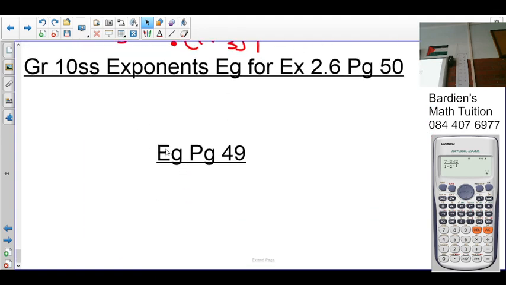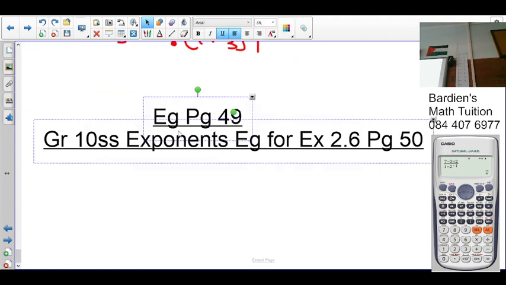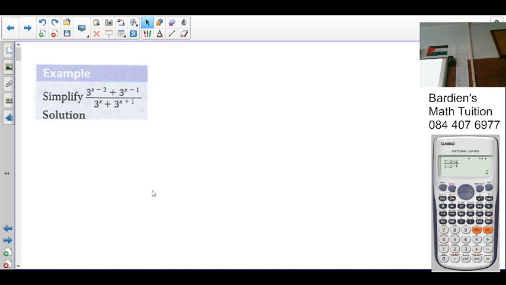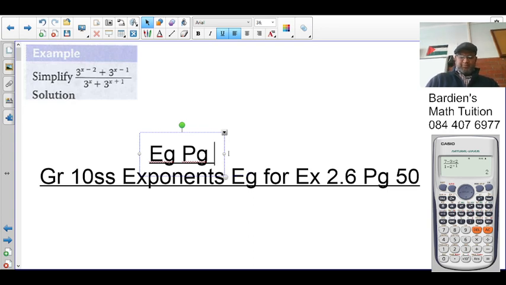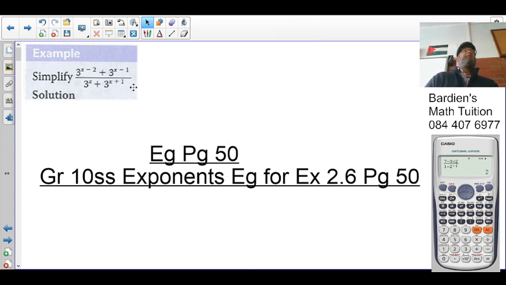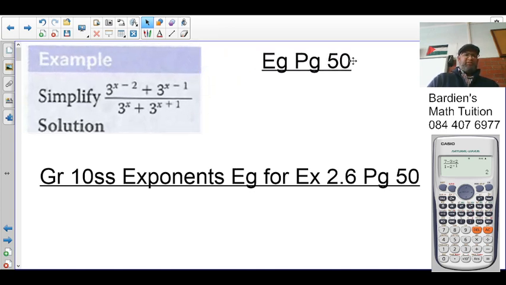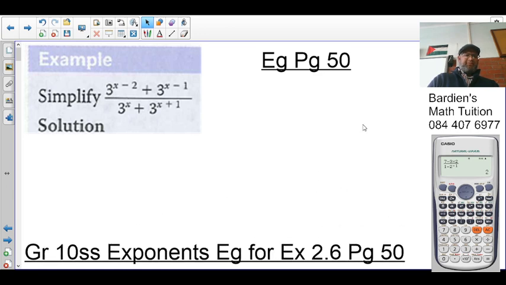Let's look at the last one. And it's on page 50. Why are you guys talking? Sorry? About the homework? You mustn't talk now. You're causing chaos, Michael. When you talk, then everybody else will also talk.